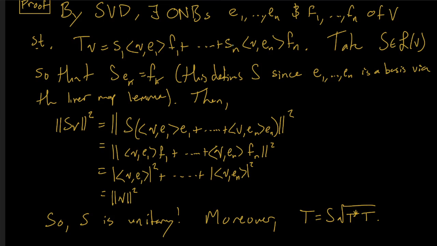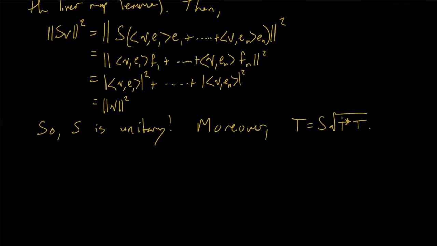But hey, wait a second. The singular values of T, s1 through sn, these are eigenvalues of the square root of T star T. And the corresponding eigenvectors are f1 through fn. So, hence the claim. If you don't buy it, I encourage you to go through and think about it a little bit. Go back to the section on singular values. I don't want to belabor the point. If you buy this, then we get our result really quickly.